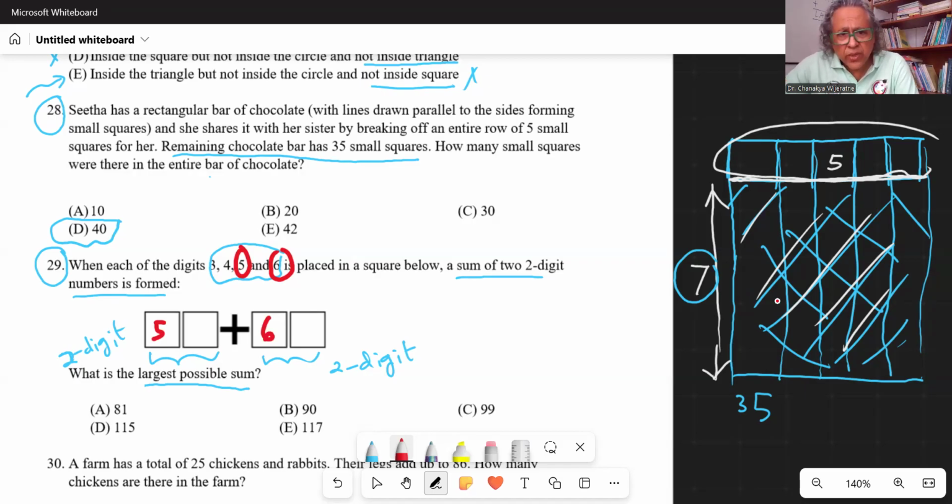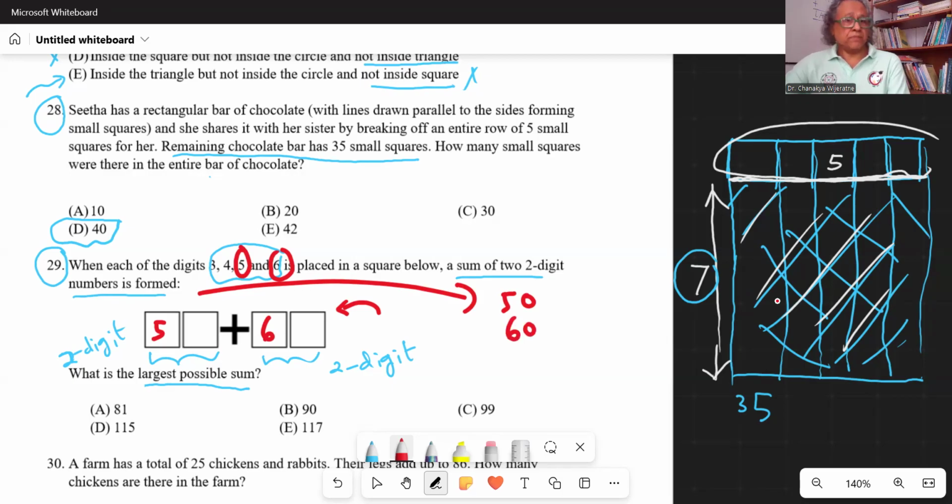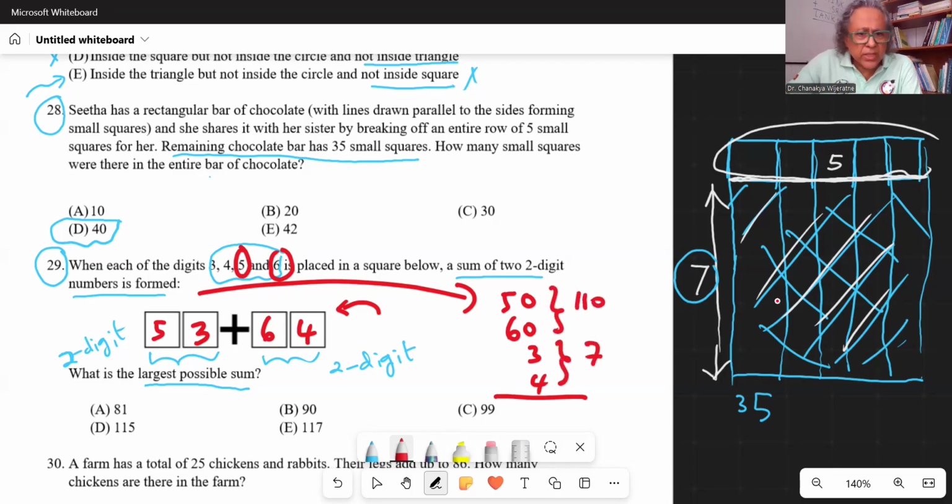So from this 5, we get 50 to the sum. And from this 6, we get 60 to the sum. And then we put the other 2 digits in the ones place, 3 and 4, and they bring only 3 and 4. So what is the sum? It is 110, and this is 7, so it is 117.